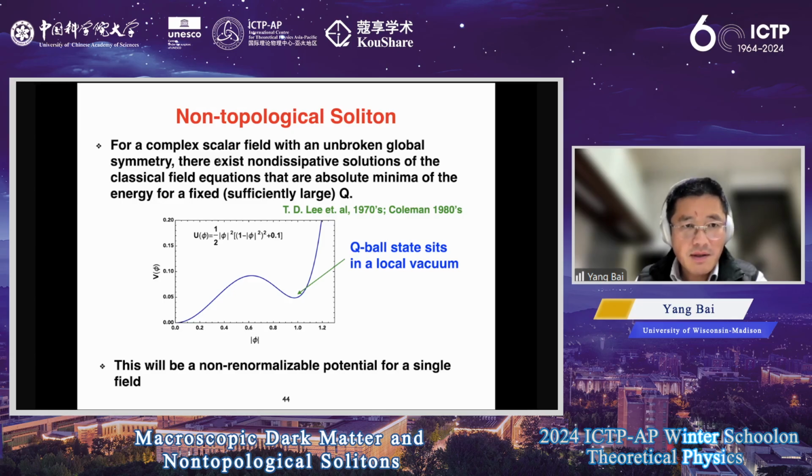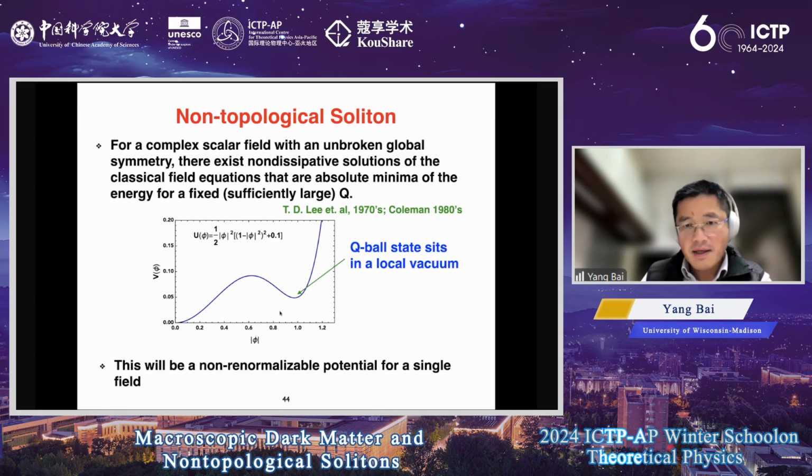So what is this object? Just as the name says, if you have a complex scalar field, why a complex scalar field? Because you want to introduce a global U(1) symmetry, and then use that U(1) symmetry as a conserved quantum number, and that can justify the stability of this Q-ball-like object.